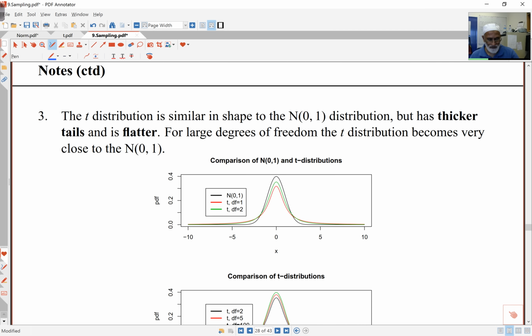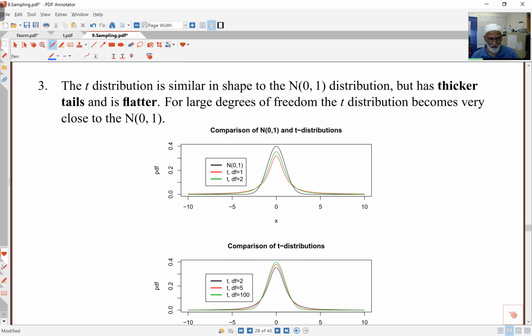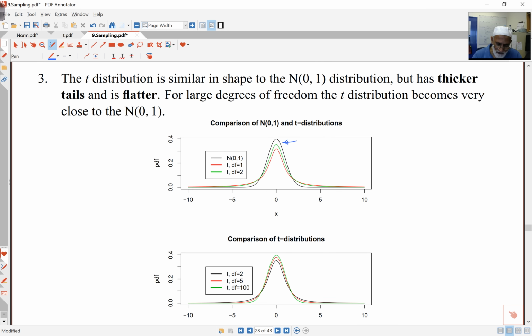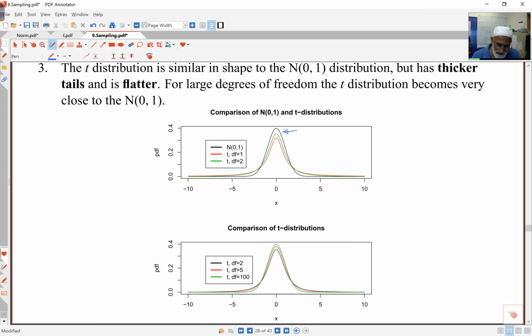Now the t distribution looks very much like the normal distribution. So here is a comparison of normal with t. The black one here, first of all, is normal. Then the red one here is t with 1 degree of freedom, and the green is t with 2 degrees of freedom. You can see that the t is a little bit lower and flatter. If you look at various t distributions, you'll find that as we increase the degrees of freedom, it becomes higher and higher. In fact, as the degrees of freedom become very large, it becomes very much closer to the normal distribution.